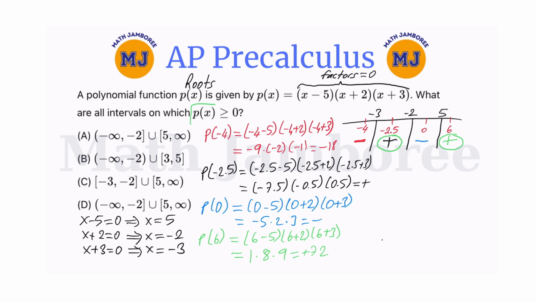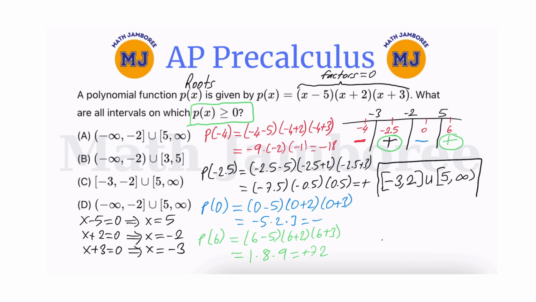Are we going to include the roots? Yes, we will, because it's greater than or equal to. If they said greater than or equal to or less than or equal to, you include the roots. So let's continue. I'm going to show you that now. Negative 3 and negative 2 will be included, union, and we're going to include 5 as well, to infinity. This is the final answer for this specific question.